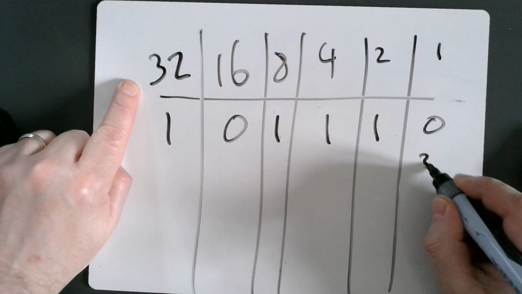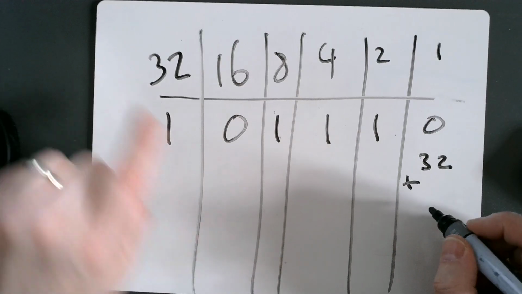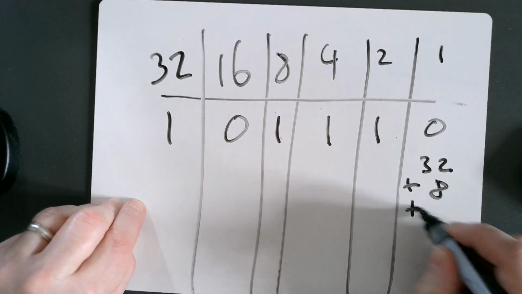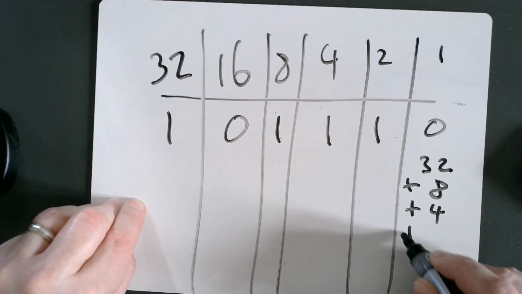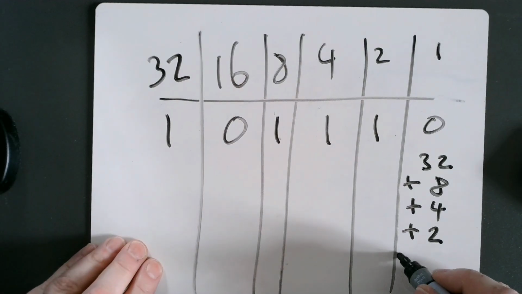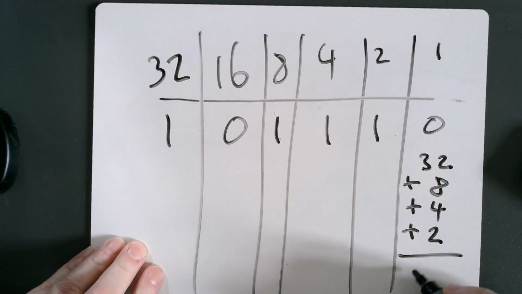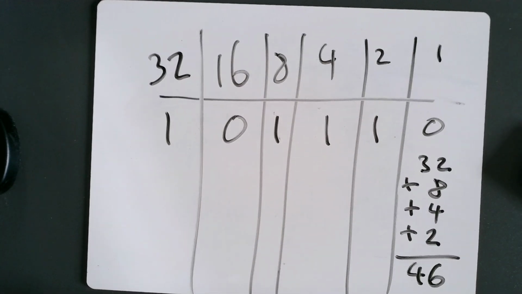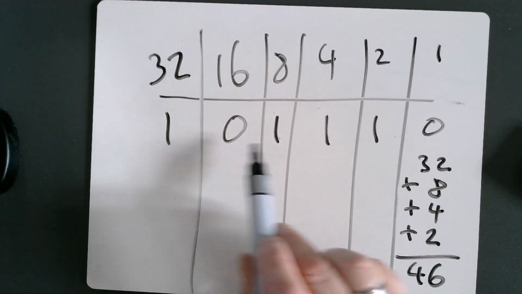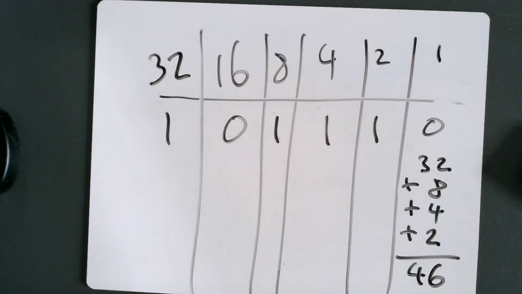So we've got a 32 plus an 8 plus a 4 plus a 2. So that is 32 plus 8 is 40, 44, 46. So the denary number 46 would be written in binary as 101110.